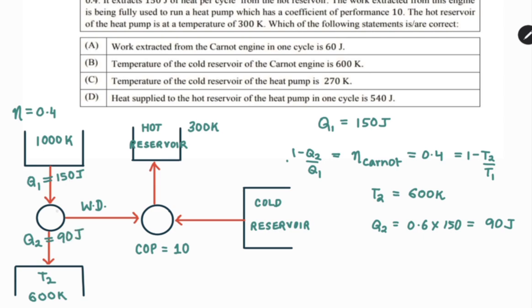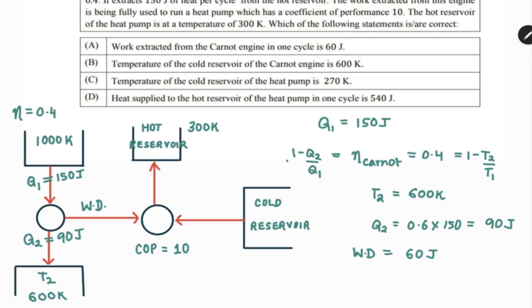The difference of this energy is the work done. So this is the heat energy which flows into the Carnot cycle, and this is the heat which the Carnot cycle is dumping into the surroundings at 600 Kelvin, and the work done is the difference between them. So the work done, 150 minus 90, is 60 joule. Now the question states the work extracted from this engine is being fully used to run a heat pump which has a coefficient of performance 10.